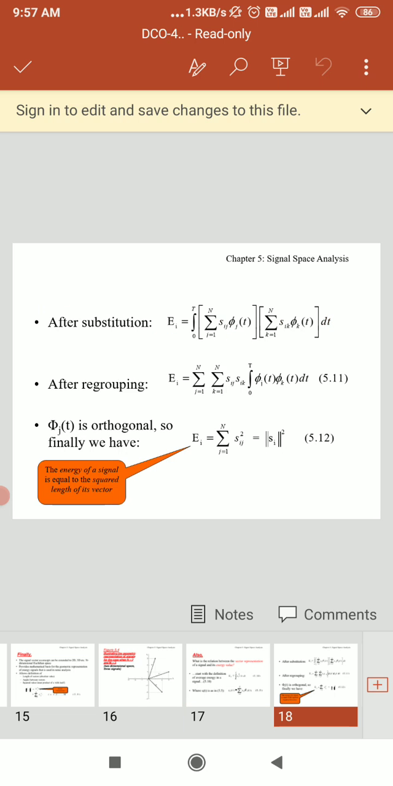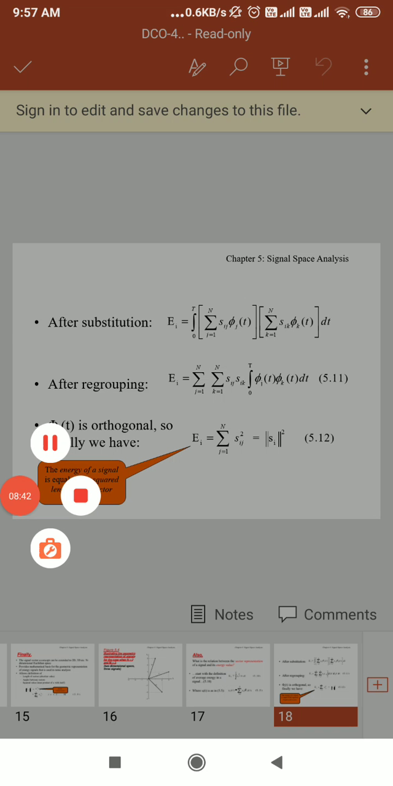If we regroup that, we can rewrite our equation as 5.11. Here phi j of t is nothing but real valued basis functions. The basis functions are orthogonal. So we will get Ei equal to the double modulus of Si squared, that is nothing but the summation j equal to 1 to n of Sij squared.